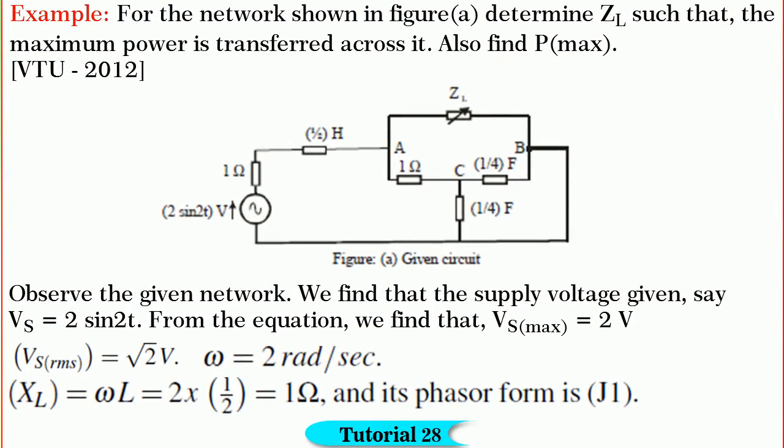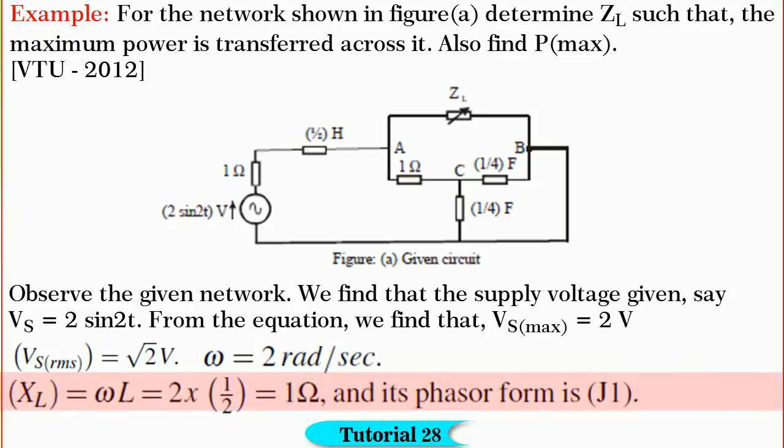Friends, to emphasize the concepts we have learnt, let us solve an example to find the value of ZL when the maximum power is transferred across it. Also, we have to find the maximum power transferred. Observe the given network. Let the supply voltage be Vs, and Vs given is Vs = 2 sin 2t. From the equation, we find that Vs max is equal to 2 volts and Vs RMS is equal to root 2 volts and omega is equal to 2 radians per second.